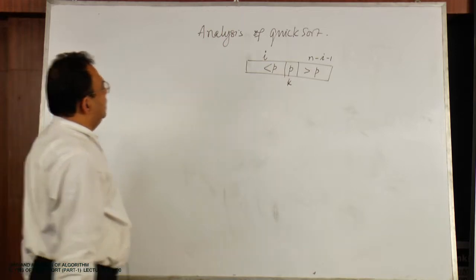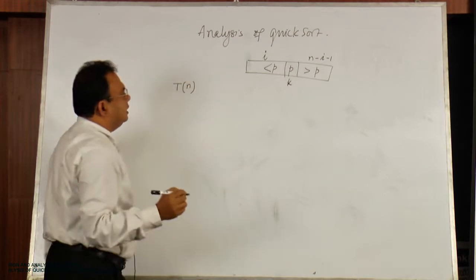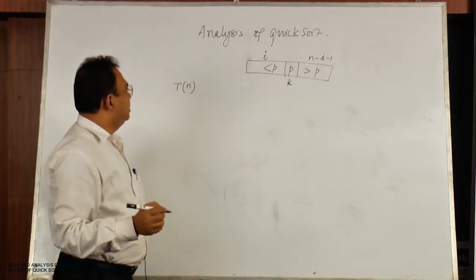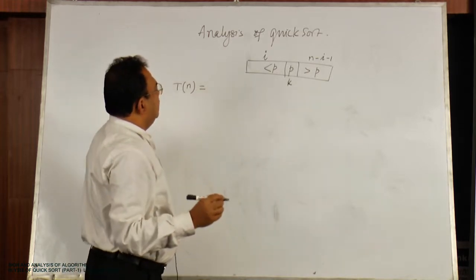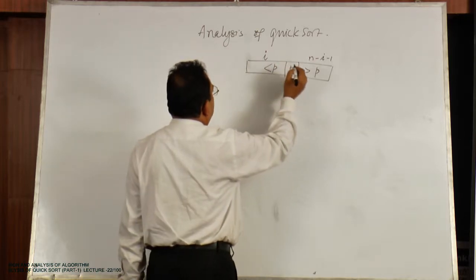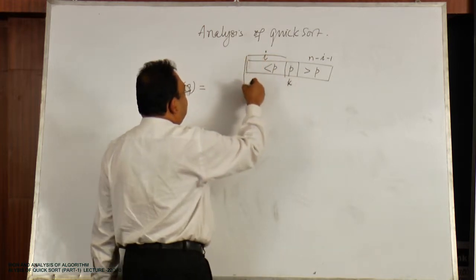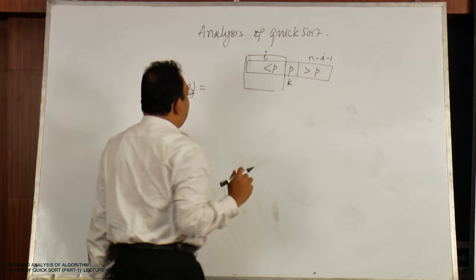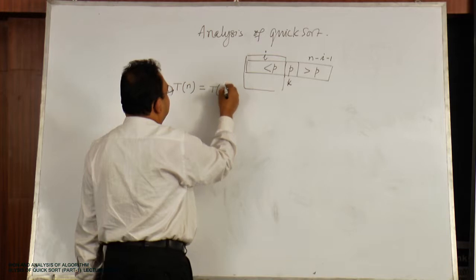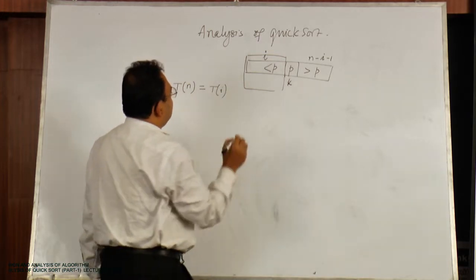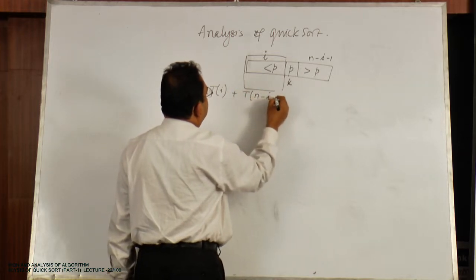Okay. So, if I say T(n) is the running time for the quicksort algorithm, then how can we express T(n)? T(n) is the running time to partition, followed by the running time to call quicksort for the first part, where there are i elements. So, the running time for quicksort for this first part is T(i), and the running time for quicksort for the second part is T(n minus i minus 1).